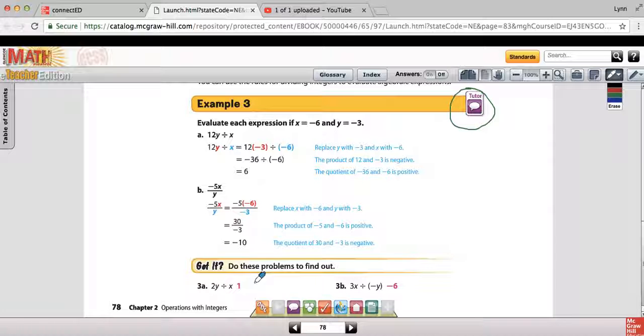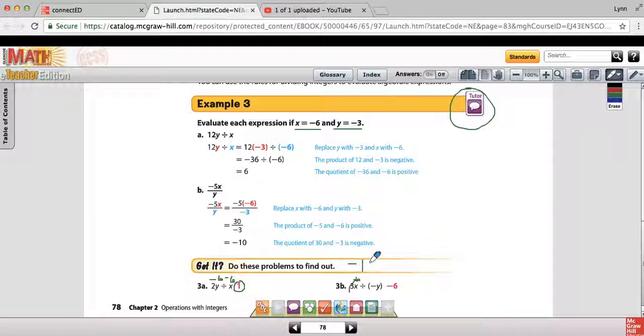In 3a, we're going to use the same values given in the example here. So 2 times y, 2 times negative 3 is negative 6, and negative 6 divided by x, which is a negative 6, I'm sorry, negative 6 divided by negative 6 is going to be a positive 1.